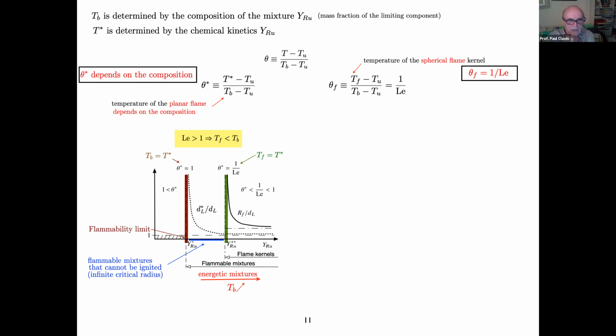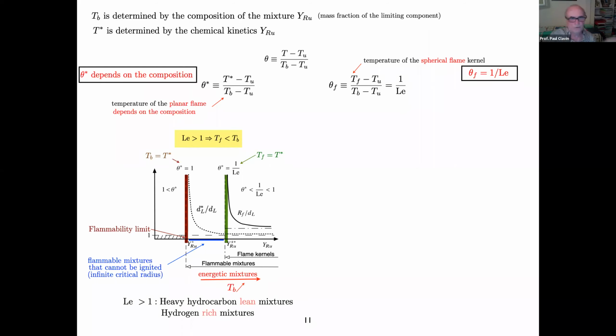So there are conclusions for Lewis larger than unity. You have a range of composition where the mixture is flammable for a planar flame, but you cannot ignite it by a spherical adiabatic case, a quasi-steady adiabatic case, because the radius is infinite. The radius diverges at this concentration. So here you find now, excuse me, okay.